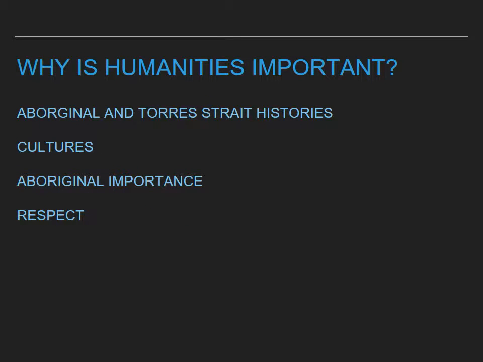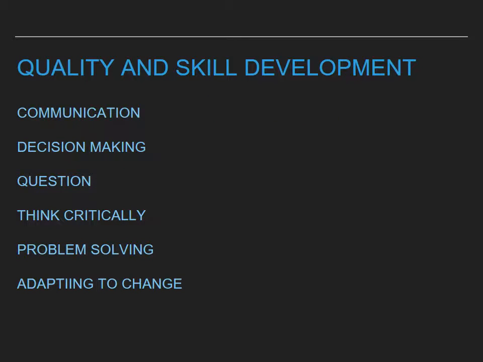The Australian curriculum puts the learning of Aboriginal and Torres Strait Islander histories and cultures as a priority in students' learning. Students will learn to respect the past and the importance of Aboriginal culture and traditions. Through studying humanities and social sciences, students will be able to develop the ability to communicate effectively, make decisions, adapt to change, question, think critically, and solve problems individually. They will be able to effectively evaluate how the different factors of humanities and social science interrelate.